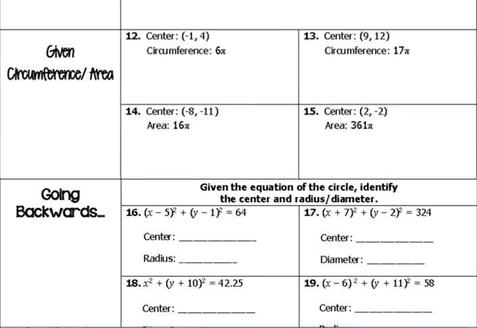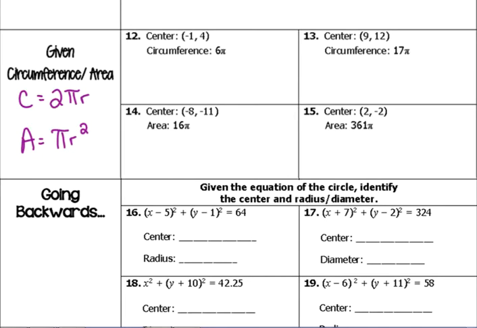Okay, it all goes back to what do we need to write the equation? We need the center and we need the radius. They gave us the center. They gave us something else. It must be enough information to figure out our radius. So let's remind ourselves of our circumference and our area formula. Circumference is 2 pi r. Area is pi r squared.